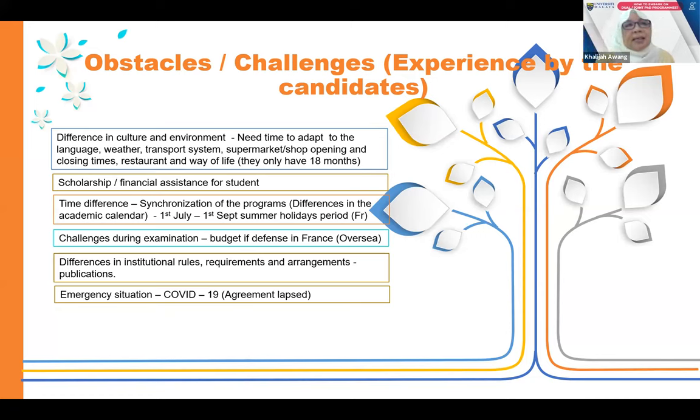Especially the time duration of the thesis can be more flexible, and if there are emergencies, the agreement is automatically renewed. We don't have to do it again and again and again because it's the same thing, isn't it? So maybe we have to think this over for our future co-tutor students. We learn from all this.